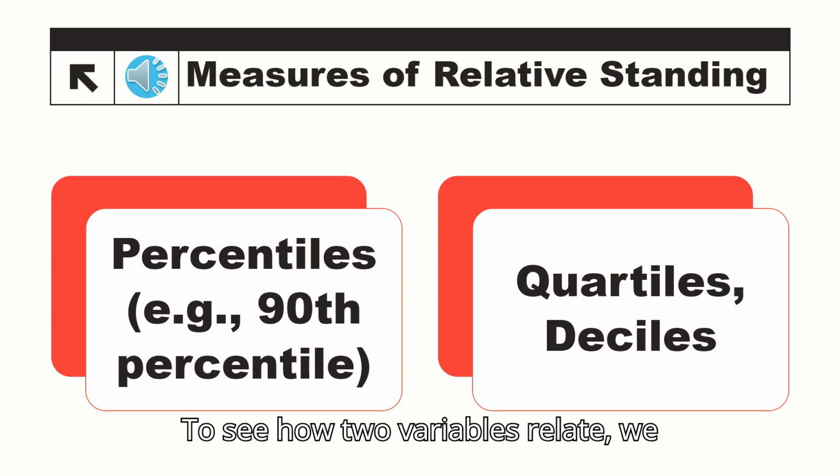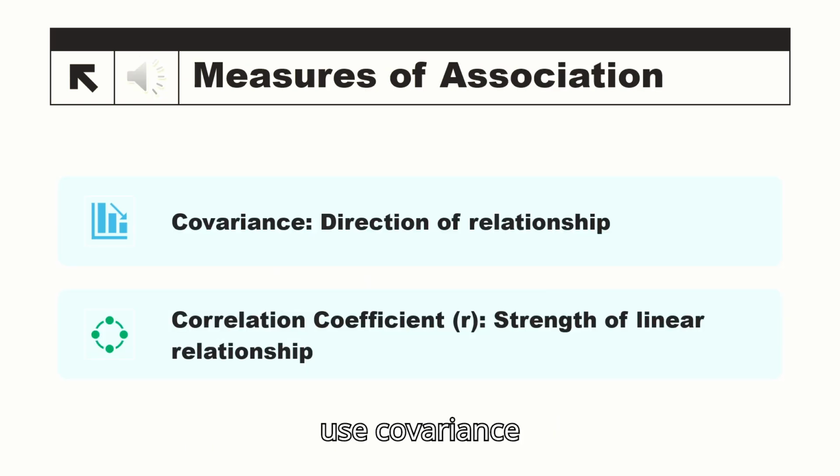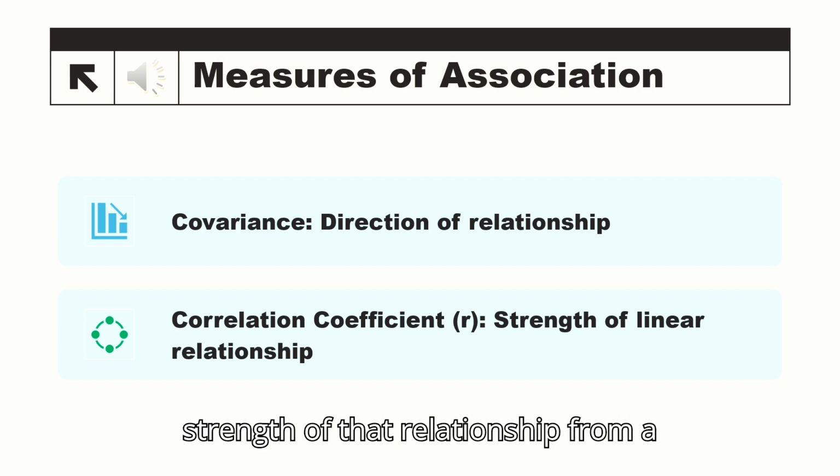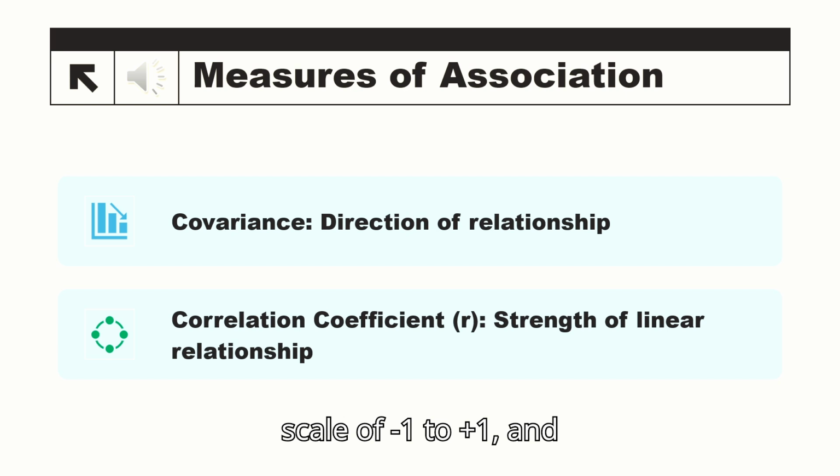To see how two variables relate, we use covariance and correlation. Covariance shows us the direction of a relationship, whereas correlation shows the strength of that relationship from a scale of -1 to +1. And that's a hint that correlation, small r, should never be outside -1 to +1.